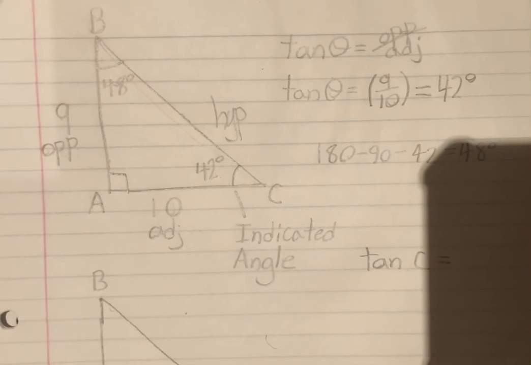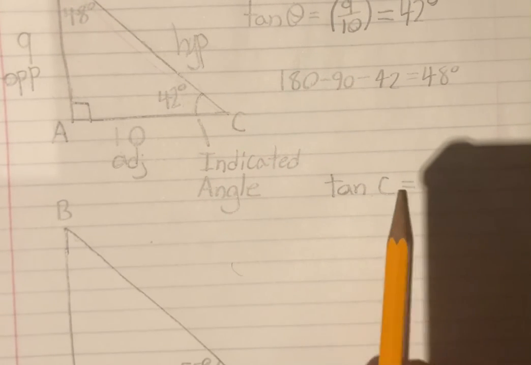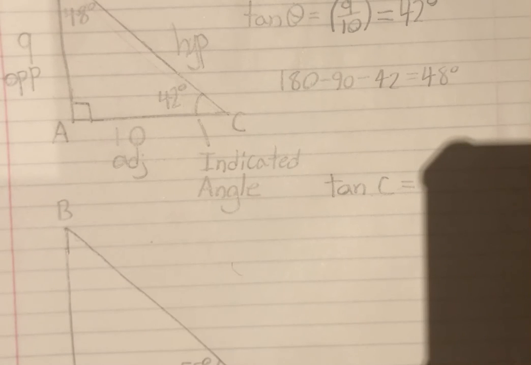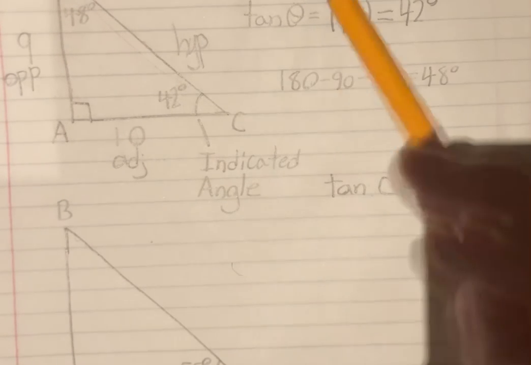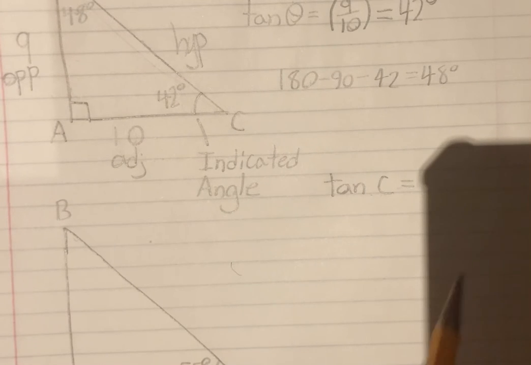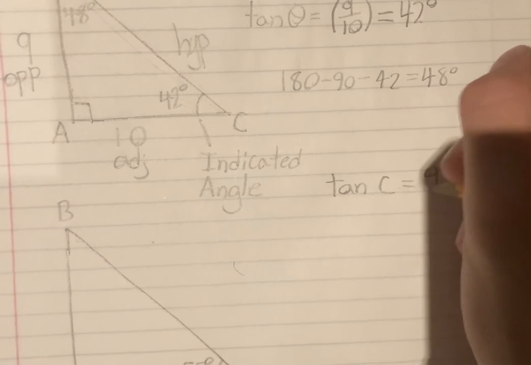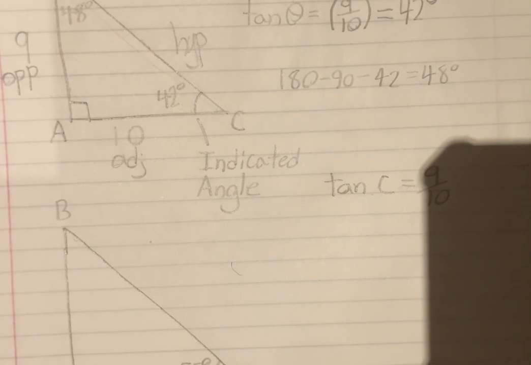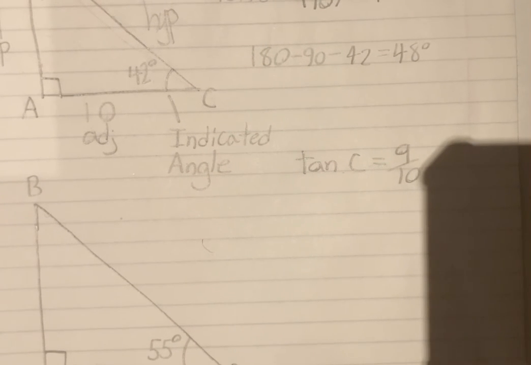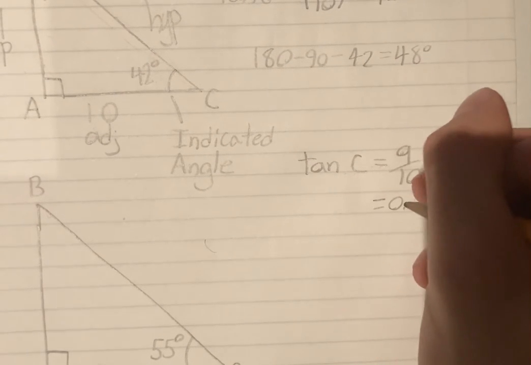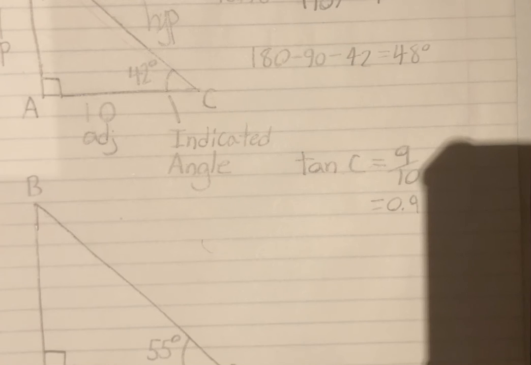Now, to find the tangent ratio of C, of the indicated angle. Obviously, it's opposite over adjacent, so the tangent ratio for C would be 9 over 10. If you can see that, 9 over 10. Now you can literally divide 9 and 10 and get 0.9, but that's not always necessary. So that is how you label a diagram.